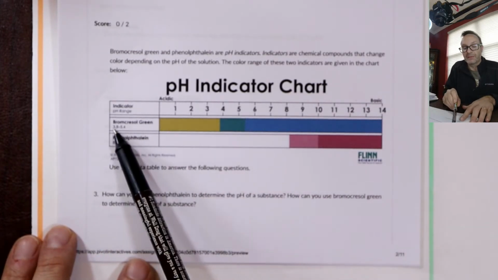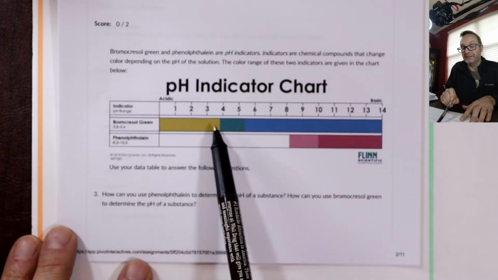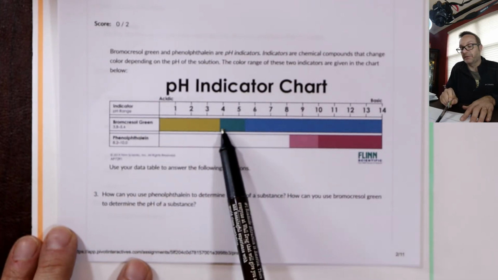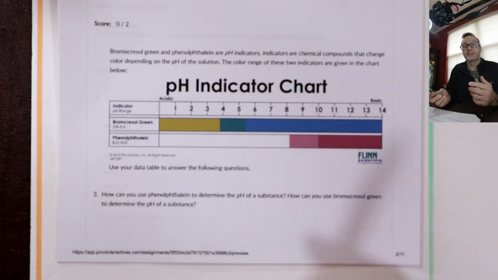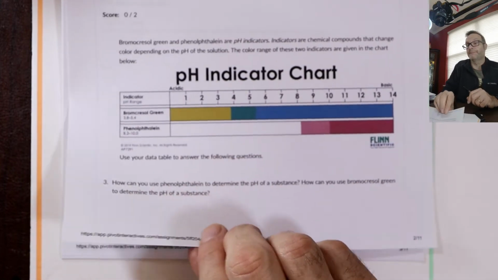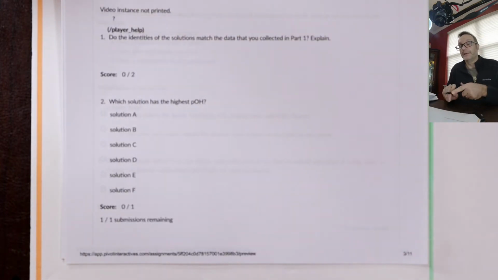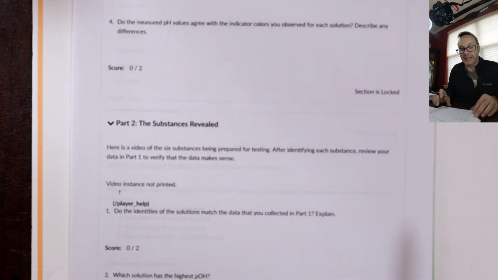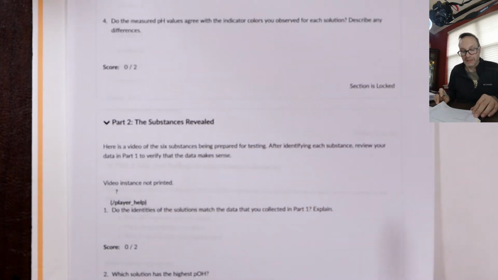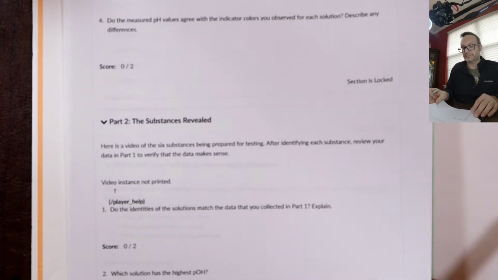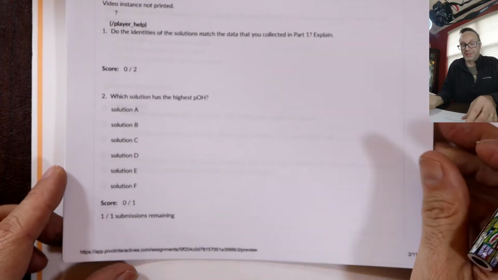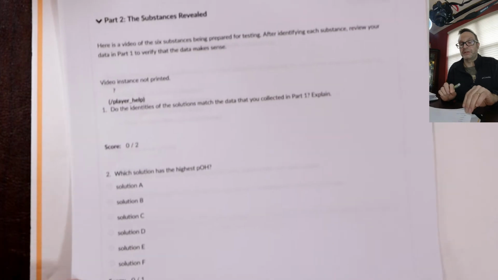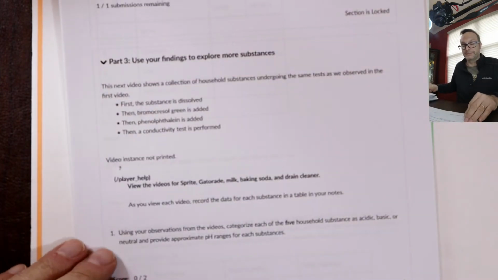Similarly, bromocresol green, below 4 is kind of yellow, above 4 is kind of blue. So based on the color, you can tell what the pH is, and go from there. So it talks about the correlation between color and pH for indicator paper, okay? So, you do a video, your test materials, and you answer some questions. Pretty straightforward.